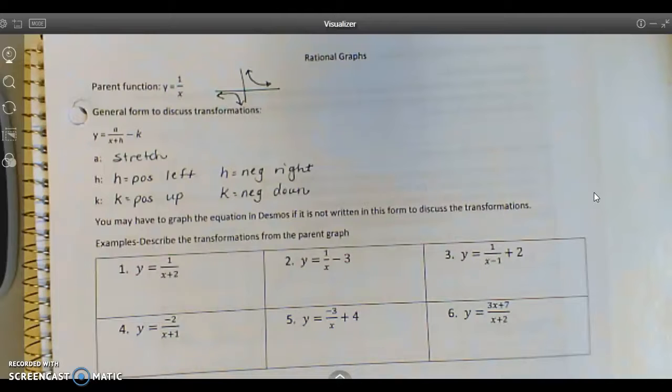And so we're going to talk about some transformations using this form, although it might be written in a different form as well. And we might have to look at Desmos to graph it, or we might just be able to figure it out without having to do that.